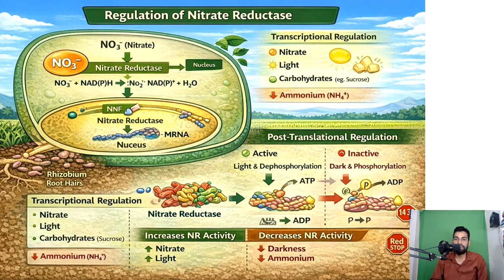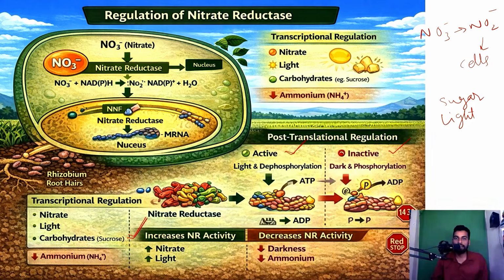Regulation of nitrate reductase. What is the role of nitrate reductase? Do you remember it? It converts nitrate to nitrite. I told you earlier. Why should it be regulated? I told you earlier, nitrite is dangerous to the cells. If there is excessive light, this nitrate reductase is produced more, so its activity is high. If there is darkness, its activity is low. Activity will be more if there is excessive sugar. So sugar and light both increase nitrate reductase activity.